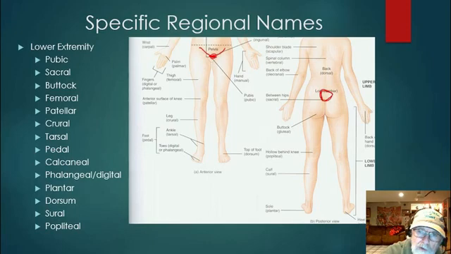And if we look at it, when we start to talk about the vertebrae, the sacrum is part of the lower portion of the vertebral column, which sits down in that area. And that's called the sacral region. Sacral region.